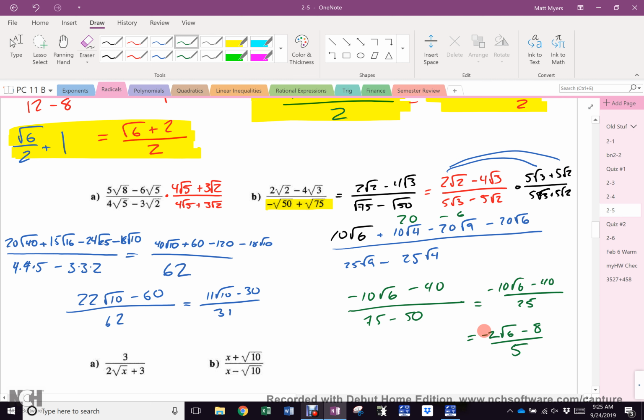And again, you may get future teachers that want that negative out of there. But I do not wish to pile detail upon you. If you can get to there, you're just fine for now.